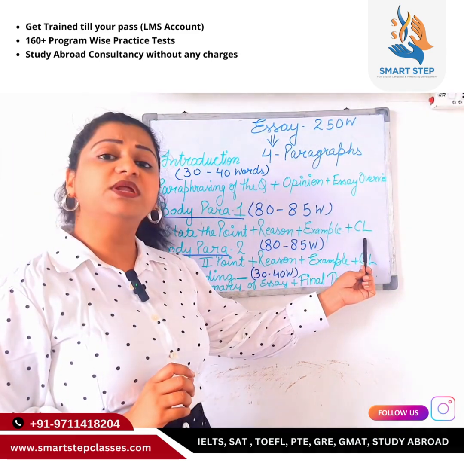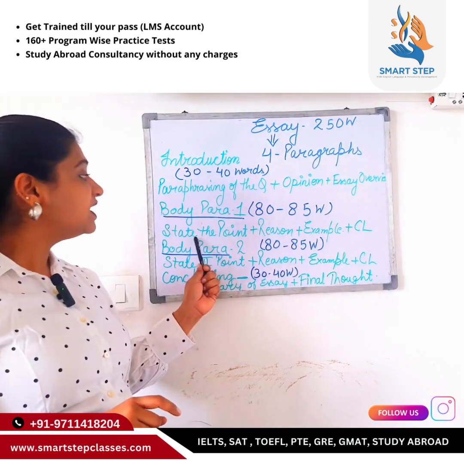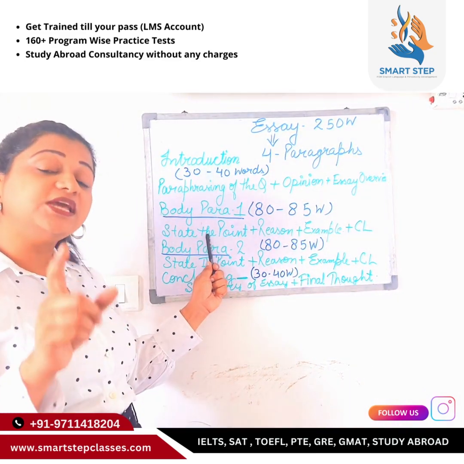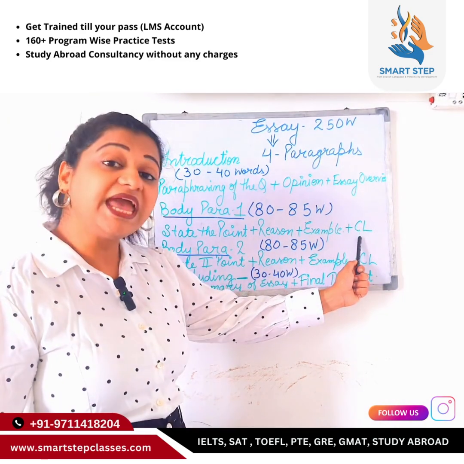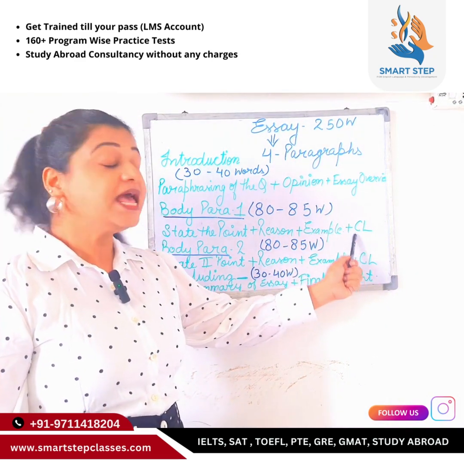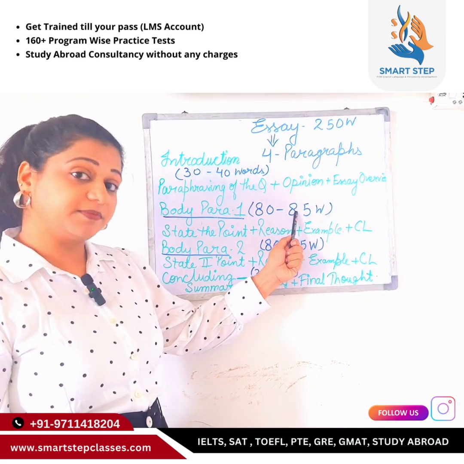After that, it is a concluding line. The concluding line is nothing but again the paraphrased version of the stated idea. So whatever idea you started with, ideally you should end your paragraph with the same concluding line, right? The length of the body para is going to be 80 to 85 words, right?